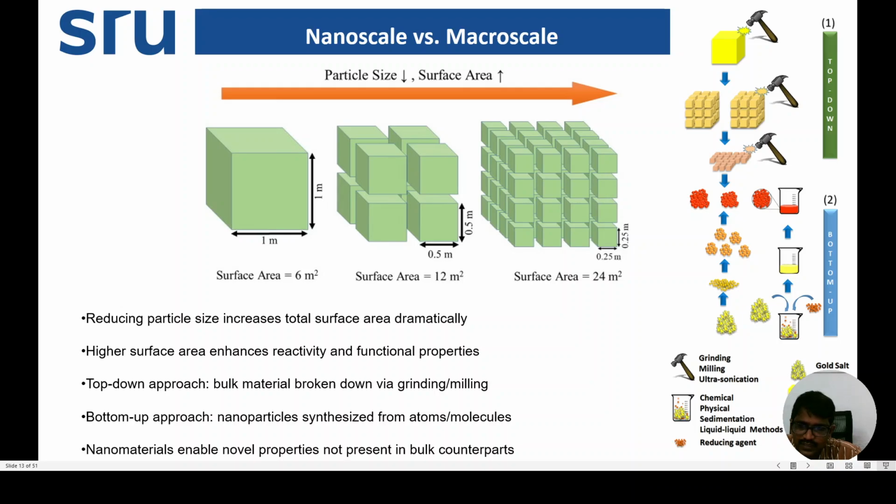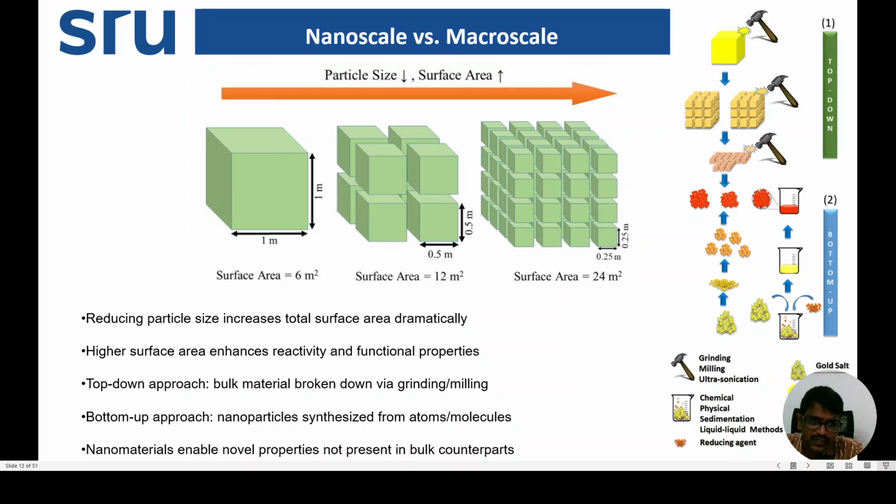There are two ways to make a nanomaterial. One is the top-down approach, where we take a macro object and make it down to nanoscale. The second is the bottom-up approach, where we manipulate at the atomic level so that we can make nanoparticles and nanomaterials. So there are two ways to make nanomaterials: top-down approach and bottom-up approach.